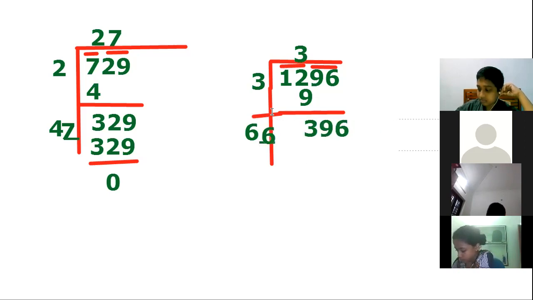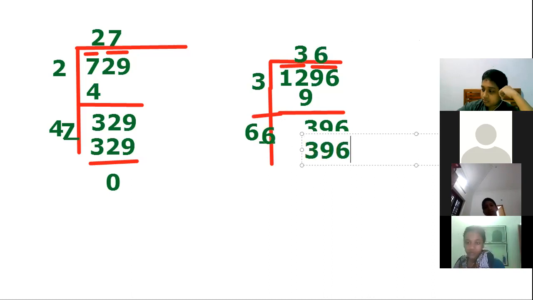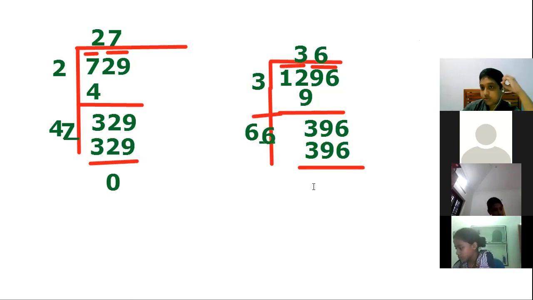Then it becomes 66. And we can replace the same digit 6 here. That is 6 into 66 is 396. While subtracting, what will we get as the remainder? The remainder should be 0. So this is the way through which we are finding the square root of numbers in the division method.